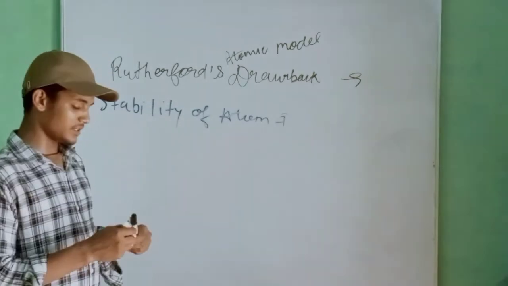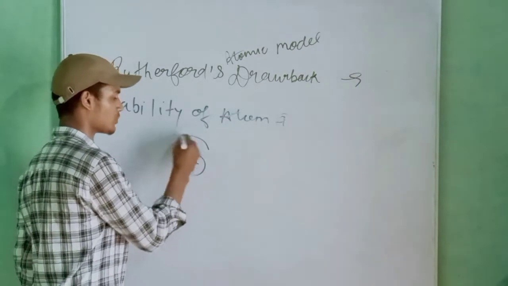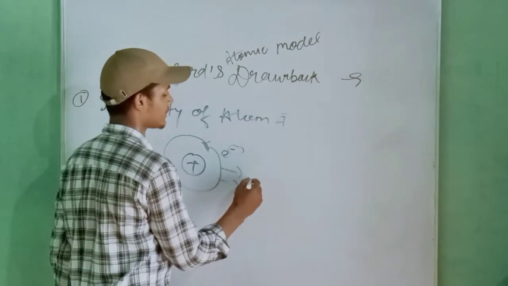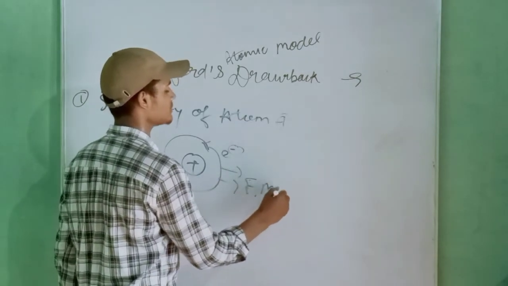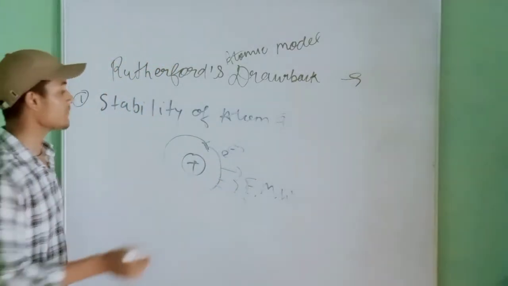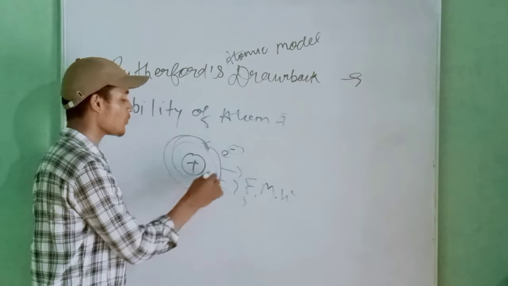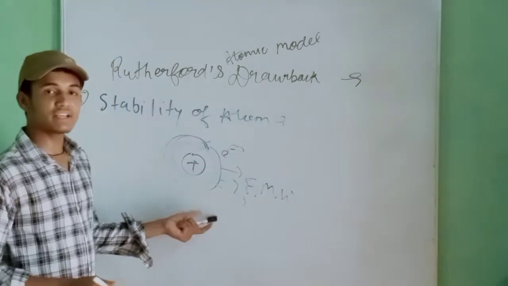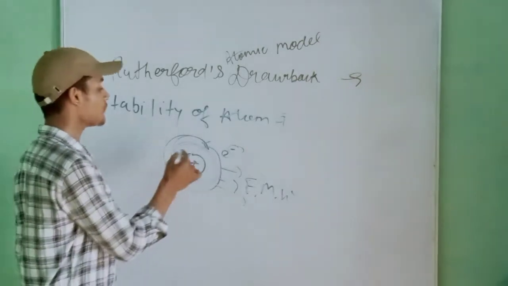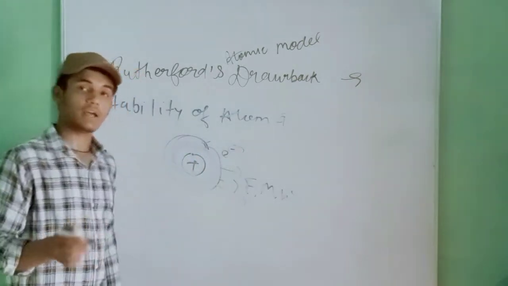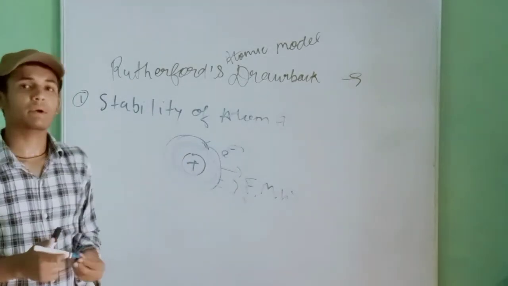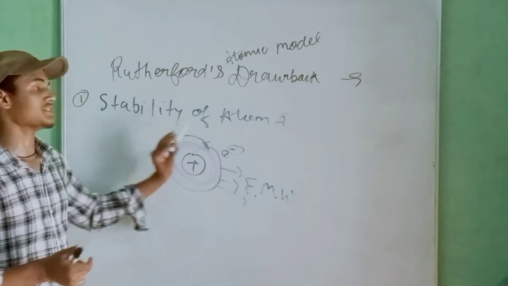So here is the nucleus, and the electron revolves around that nucleus. As the electron emits electromagnetic waves, it emits energy, and if it emits energy, then its energy decreases, and the radius of revolving also decreases. If the radius keeps decreasing, then at some time the electron goes into the nucleus, but that does not happen. So they failed to explain the stability of the atom.